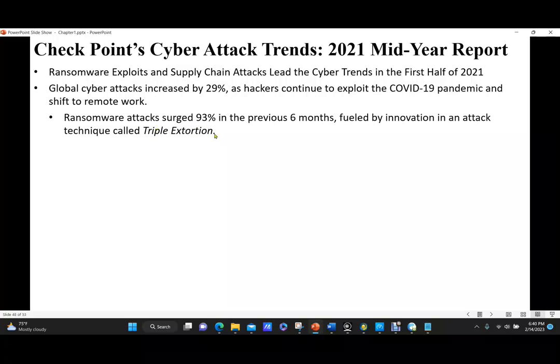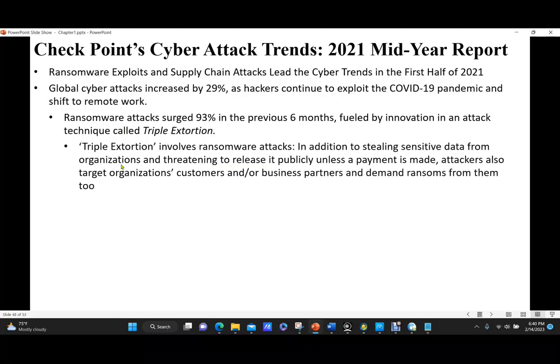Ransomware attacks increased by 93%, principally using a new attack technique, triple extortion. Triple extortion involves ransomware stealing sensitive data from organizations, threatening to release the data publicly unless the organization paid them, and then also attacking customers and partners, demanding ransoms from them as well.